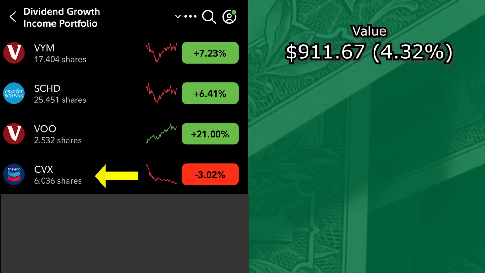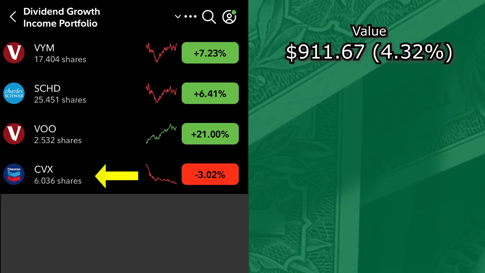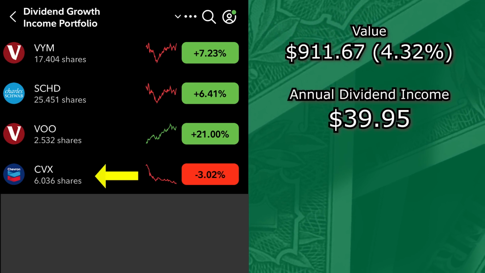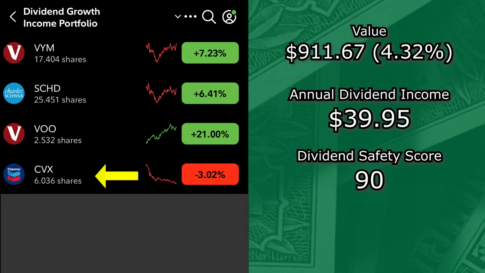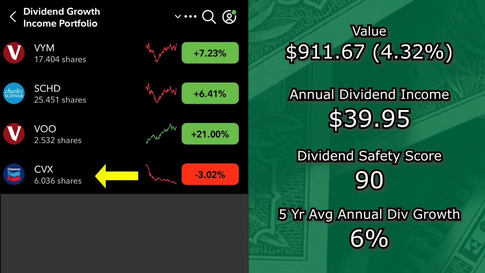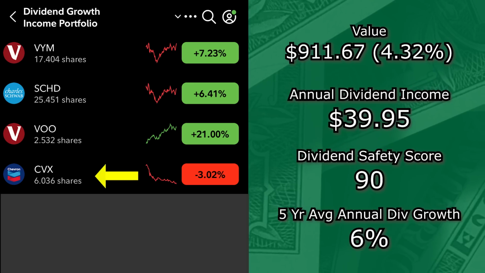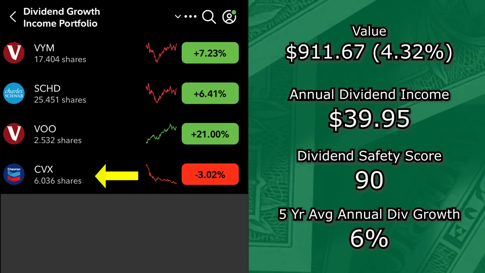I'm down about 3% on this investment. It pays me about $39.95 annually. Shares are yielding 4.26% right now. Chevron has a Simply Safe dividend safety score of 90, with a 5-year average annual dividend growth rate of 6%, and their latest raise announced just a few days ago was nearly 8%.